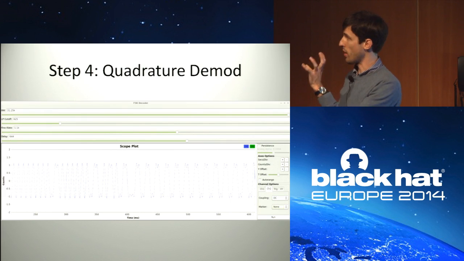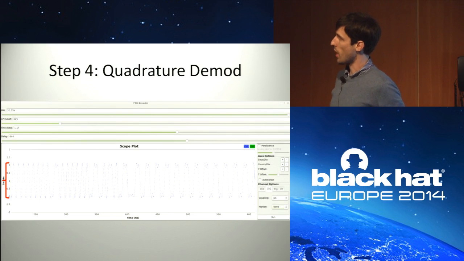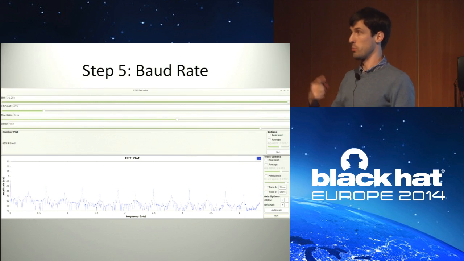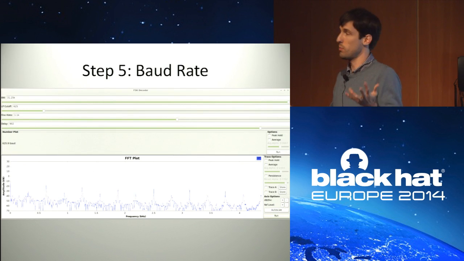And this is actually that raw signal there. That's simply done with this quadrature demodulation block. The next step is then determining how quickly that data is moving through the system. The baud rate, the symbol rate, we don't know that, but we can measure it with some tricks.